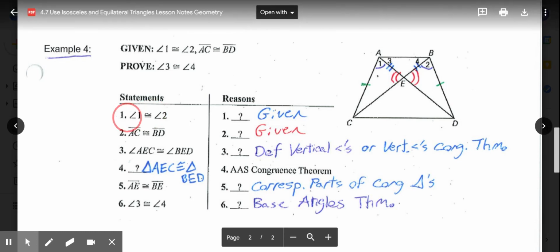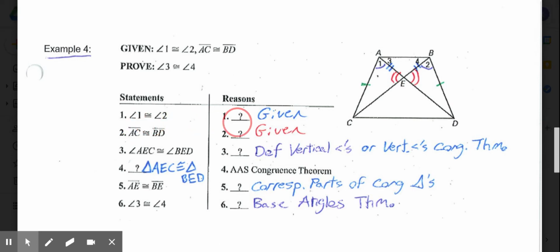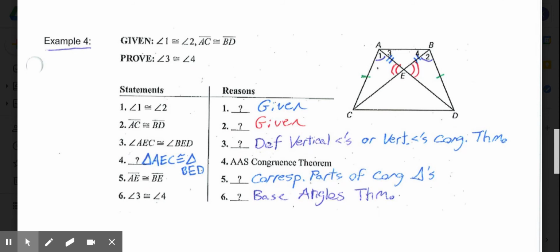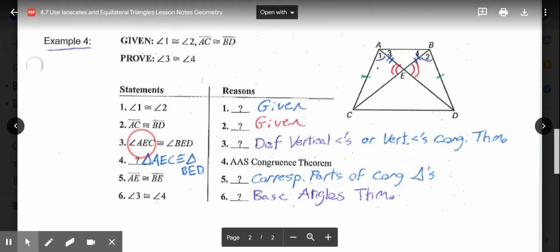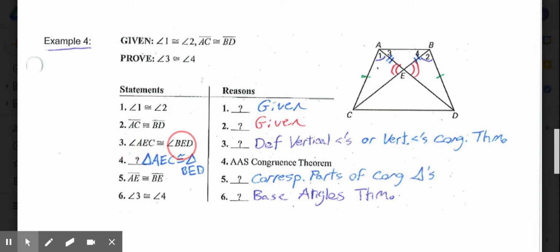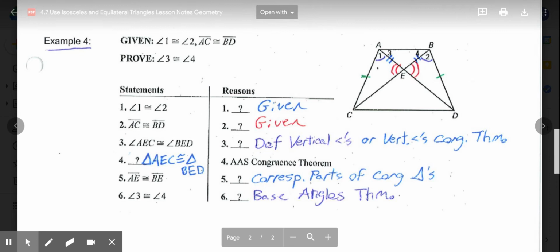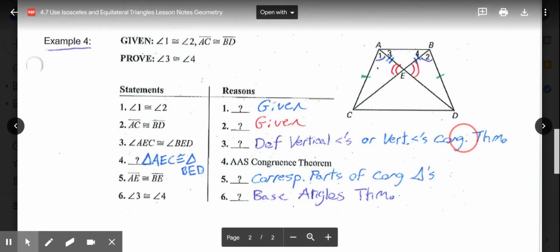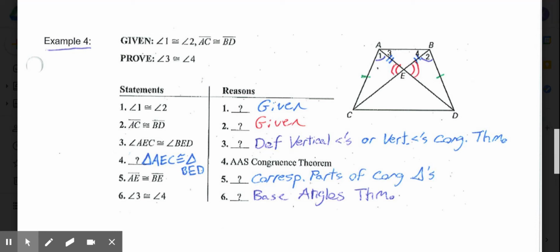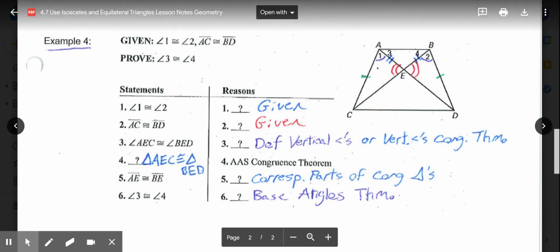Well, they began with our statements. 1 and 2 are both from the given. So we know our reasons are given and given. Then they stated angle AEC is congruent to angle BED. So here and here. That's the definition of vertical angles or the vertical angles congruence theorem. Both of them state vertical angles are congruent. So either one would work there.